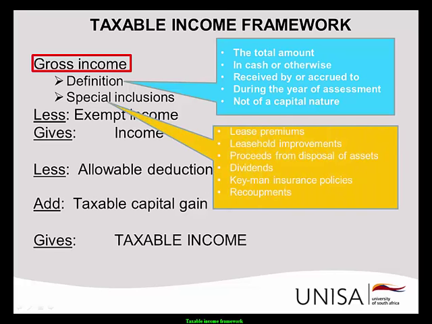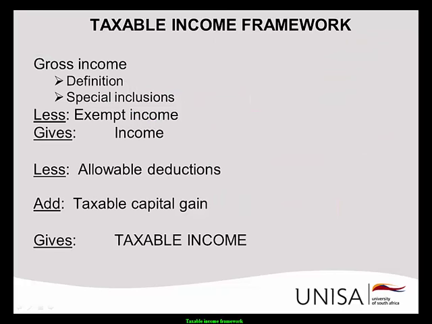Now, in order to apply the framework correctly, you'll need to know exactly what the definition of gross income means, each of those terms, and you'll also have to learn the list of special inclusions so that you can identify any of these amounts when you come across them in a question or in practice. Now, after you've calculated the big total of gross income, the Income Tax Act makes provision for some amounts that you've already included in gross income to be taken out of taxable income. We refer to these as exempt income.